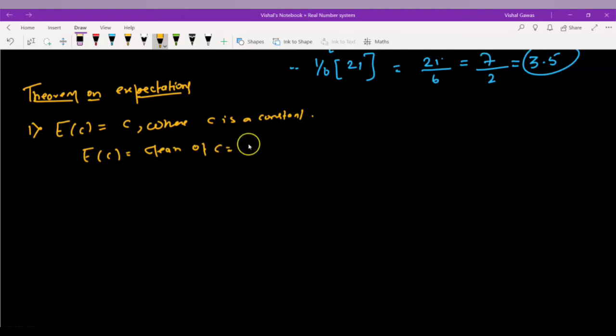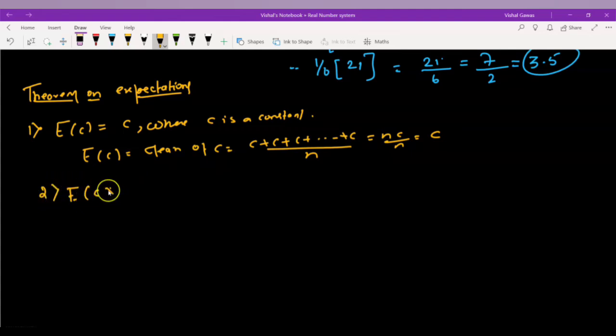What's the mean of a constant? That's c plus c plus c plus c, whatever number of times, over n. This is n times c over n, which is c. The next one is that the expectation of a constant multiple of x is the constant multiple of the expectation of x, where c is a constant. One can similarly prove that.